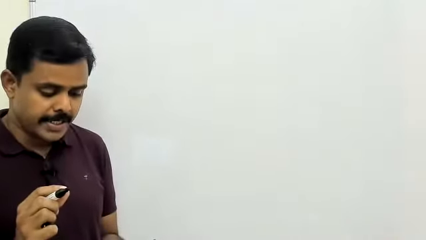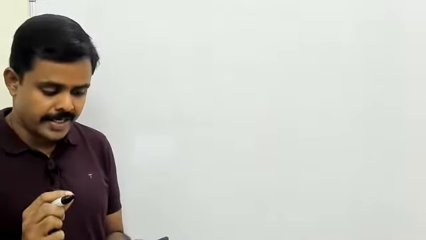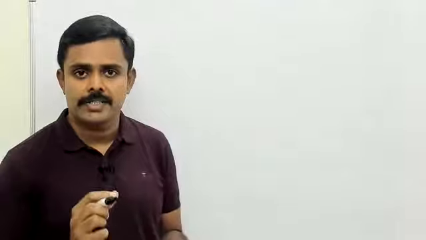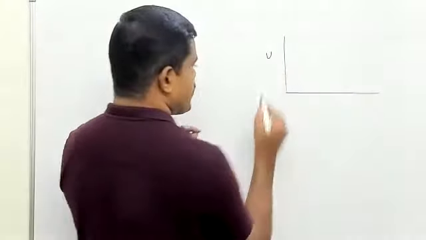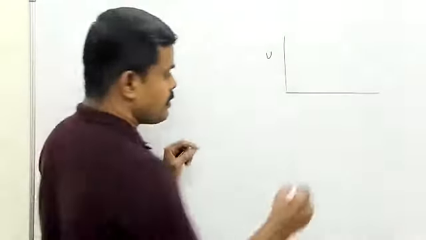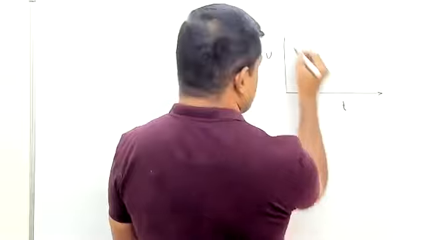So the total travel has 3 segments. First part has 10 meters, second part, which is uniform motion, has 30 meters, and the third part is decelerated motion, it has 5. It is better to use the graphical method to solve this question. Okay, so let us draw the velocity time graph here. Velocity is taken on the y-axis and time is taken on the x-axis.